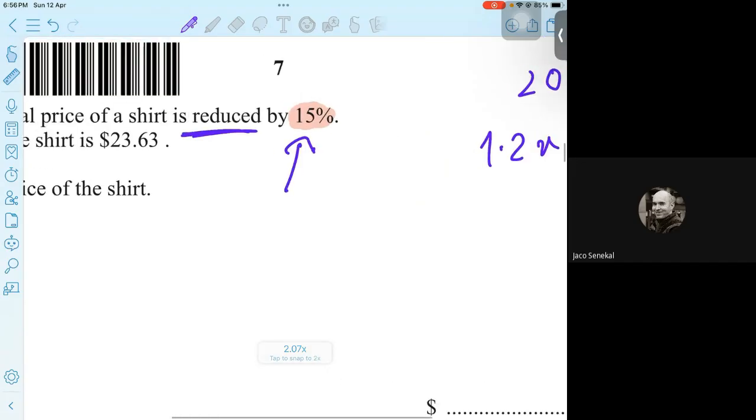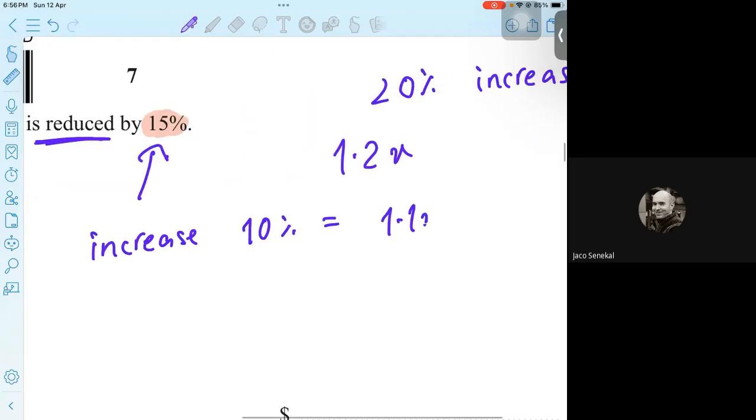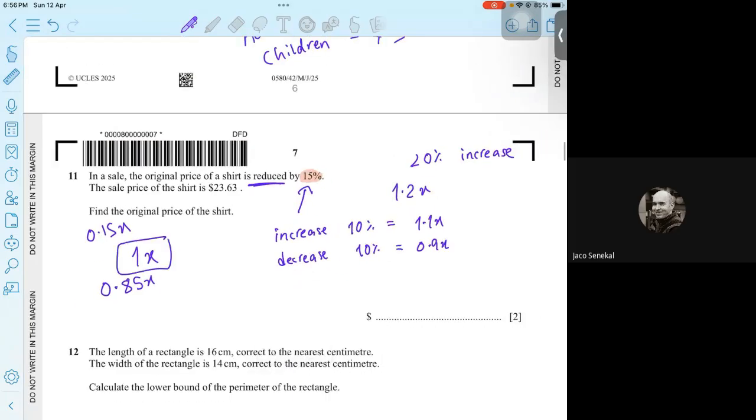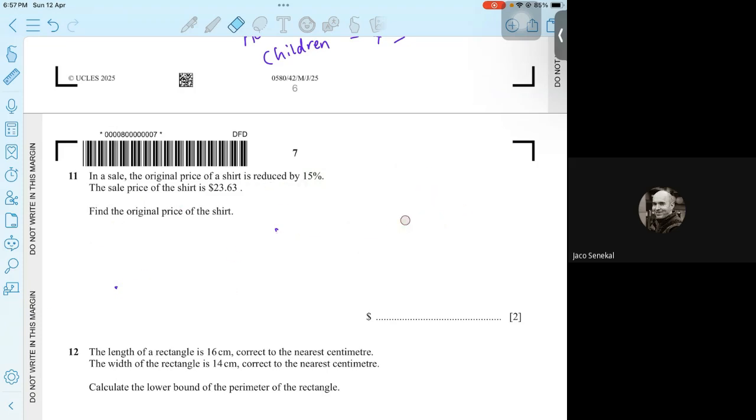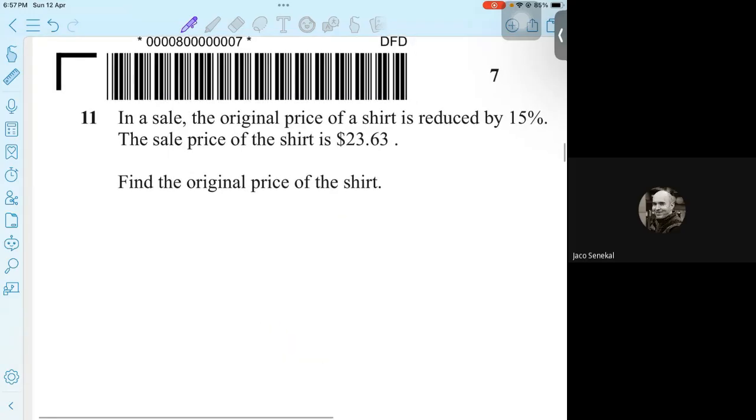For example, if the question says that it got increased by 10%, just memorizing, I can say it's 1.1x. Okay. If it's a decrease by 10%, then it's 0.9x. And the original one is always 1x. Okay? Wonderful. So the question says that the price got decreased by 15%, and the sale price of the shirt is now 23.63.